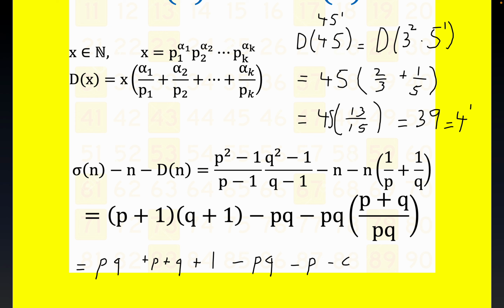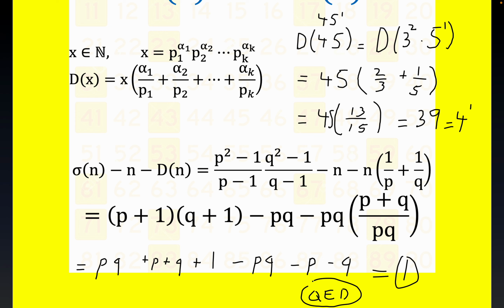All right, folks? So you can see what cancels here. This PQ cancels, and this minus P and this minus Q cancel with this P plus Q, and so you get equals to 1, QED. So that's the end of the proof, folks, and it wasn't a hard proof, but it was posed at the OEIS website, okay?